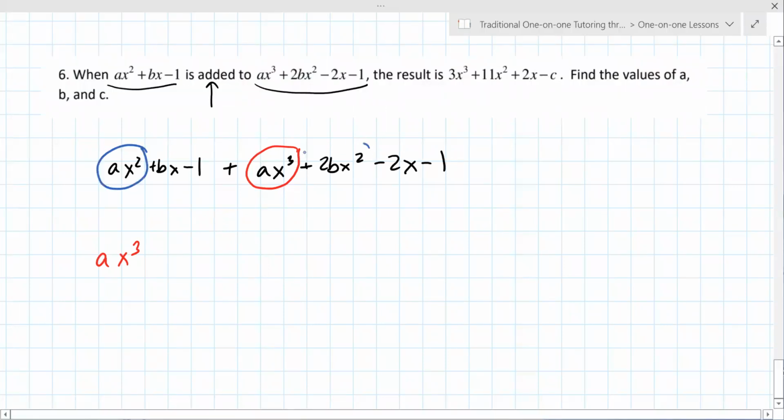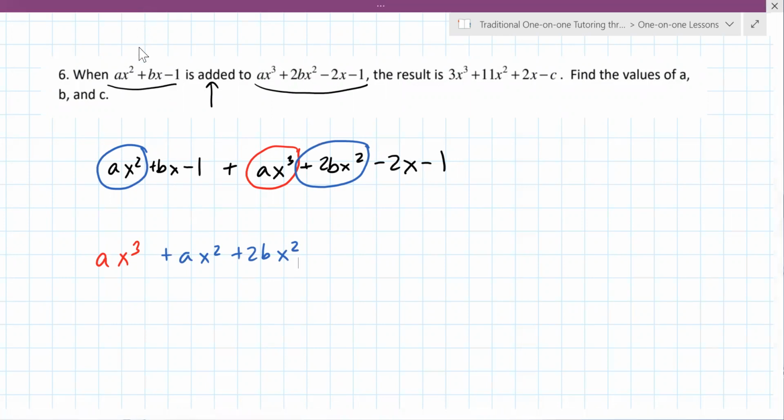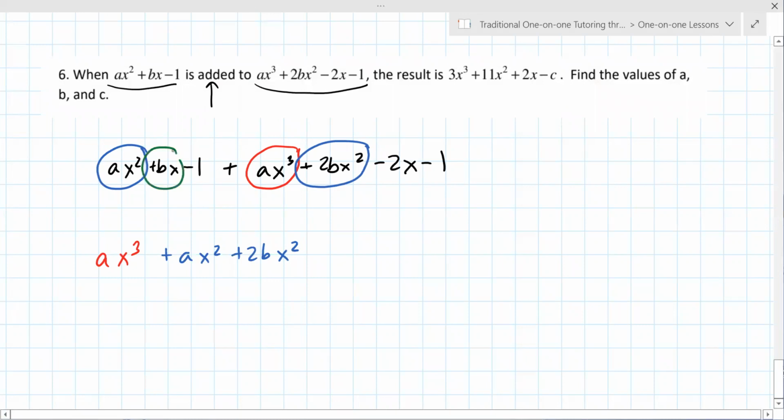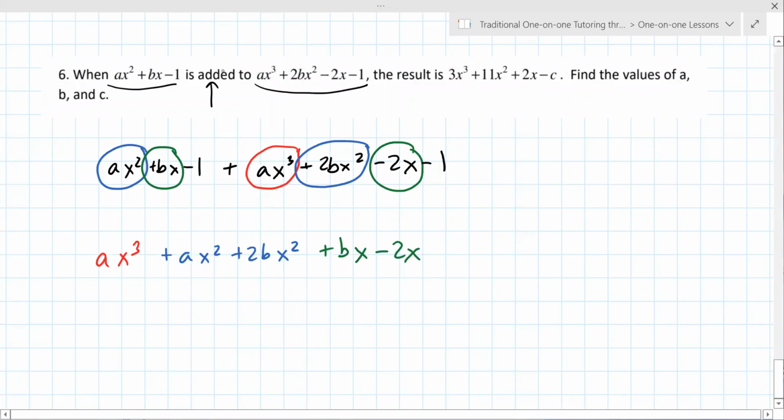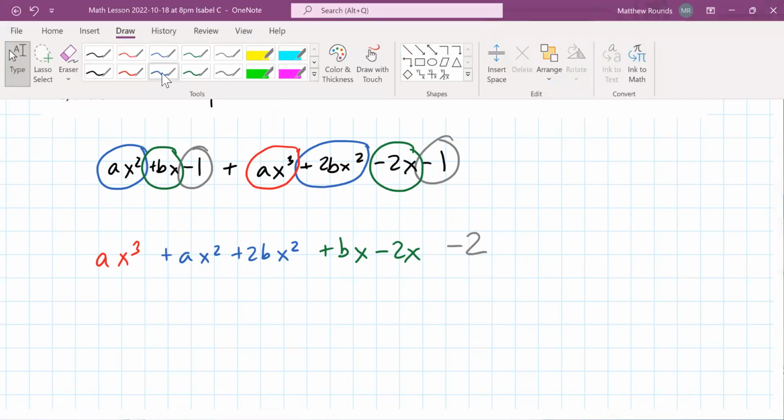But now there's an ax squared and a 2bx squared. You see that? Plus ax squared plus 2bx squared, like this. We'll get to what to do in a moment, but we're just combining them together as best we can. So plus bx minus 2x. And then that last one there, the minus one, minus one, so we can actually combine those: minus two. Any questions so far?